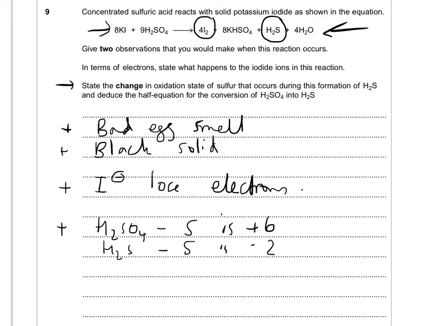So +6 because the 4 oxygens are -2 each, that's -8. The H2 is +1 each, that's +2. To make this equal 0 overall, the S must be +6. And for the H2S, we've got +2 for the 2 H's, and therefore -2 for the S to equal 0. So this is a change of -8.